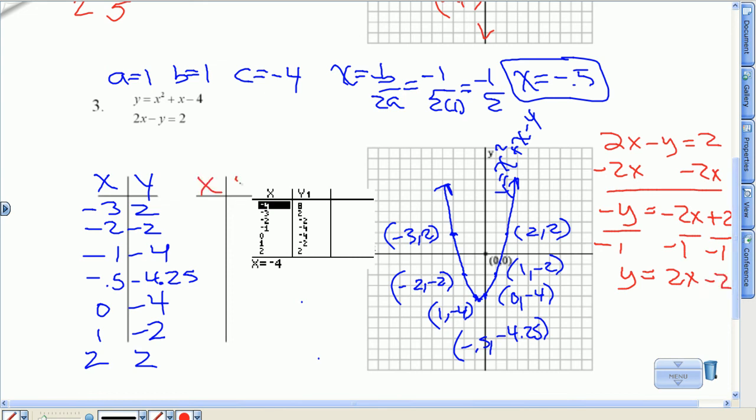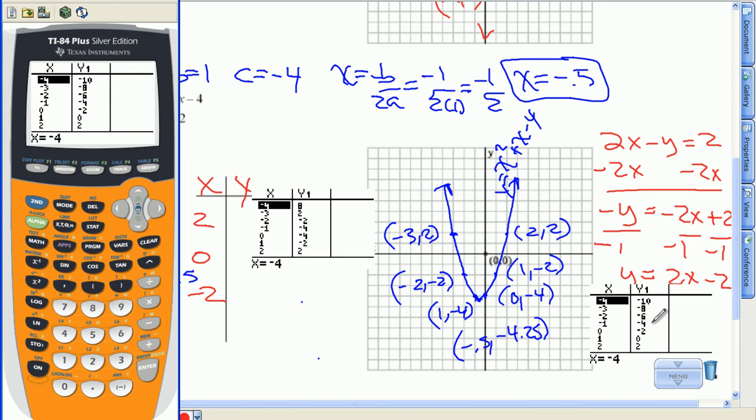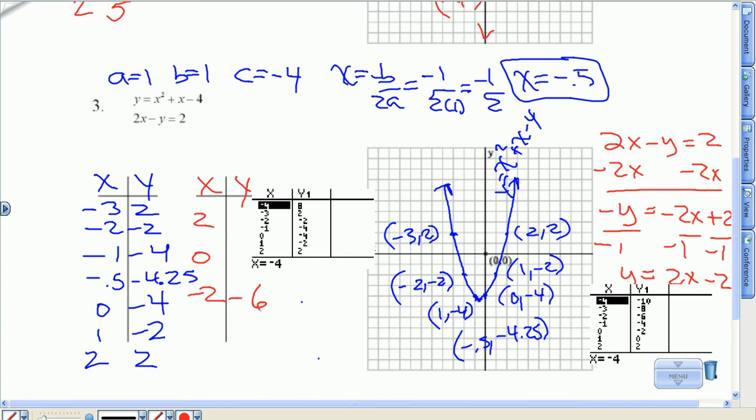So we make our x and y column: 2, 0, negative 2. We type this into our calculator. 2x minus 2 is the equation. Alright, we got 2x minus 2. Go to your table of values. And it does appear I have all of them on there. So I'm going to drag this over here. There you go. When x is negative 2, y is negative 6. When x is 0, we have a negative 2. And when x is positive 2, y is positive 2.